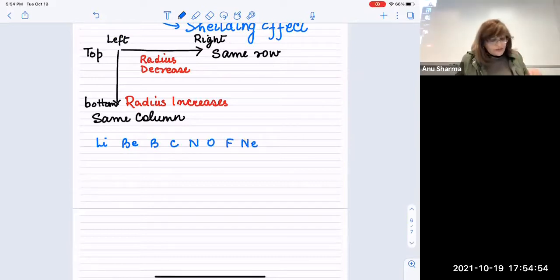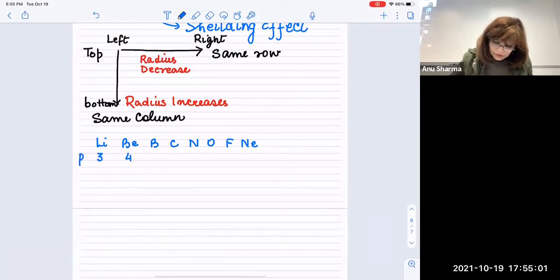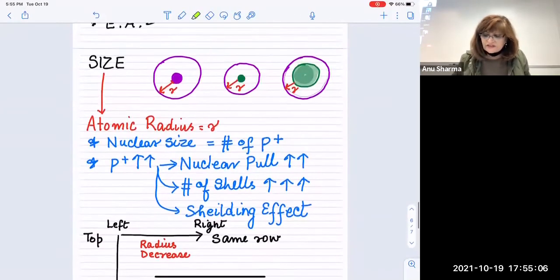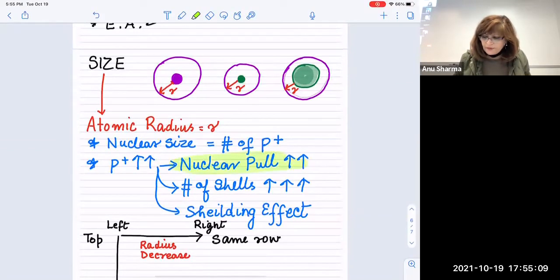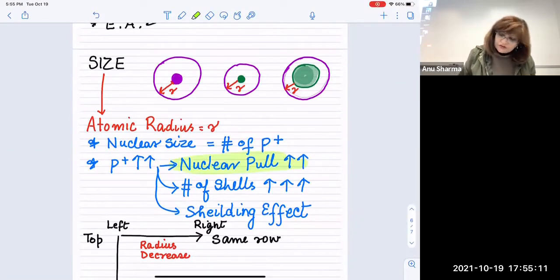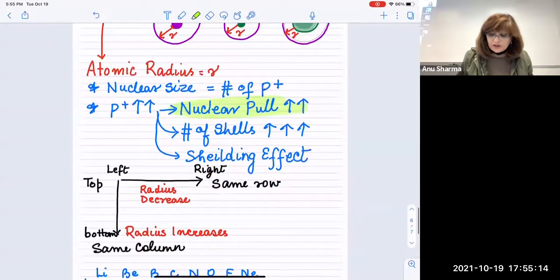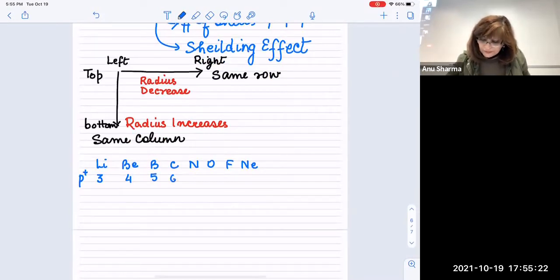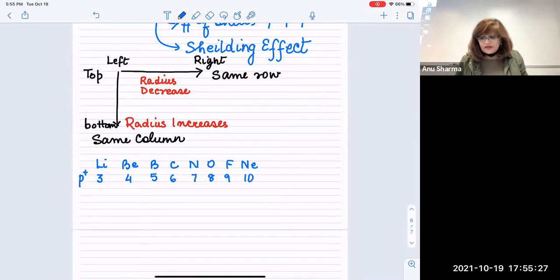So you see one thing is increasing here. Lithium has 3 protons. Beryllium has 4 protons. So the number of protons increases. Remember, it's the protons that exert their power. Their nuclear pull is due to the protons. So the more protons there are, the stronger the nuclear pull is going to be. So we have 3, 4, 5, 6, 7, 8, 9, and 10 protons. And yes, the number of electrons are also the same.